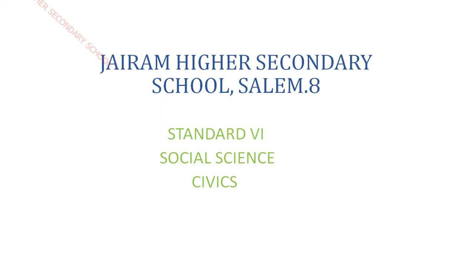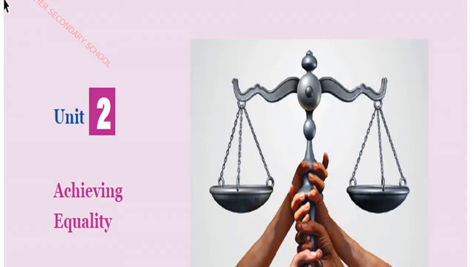Now we are going to see a new lesson from the civics subject. After unit 1, Understanding Diversity, here you are going to learn unit 2 from the civics subject. The title of unit 2 is Achieving Equality. See here, what does achieving equality mean?